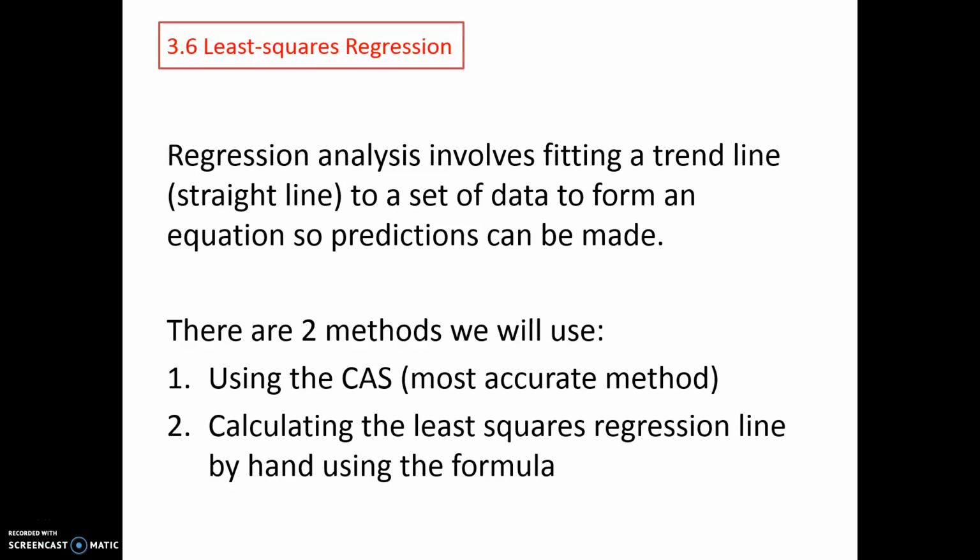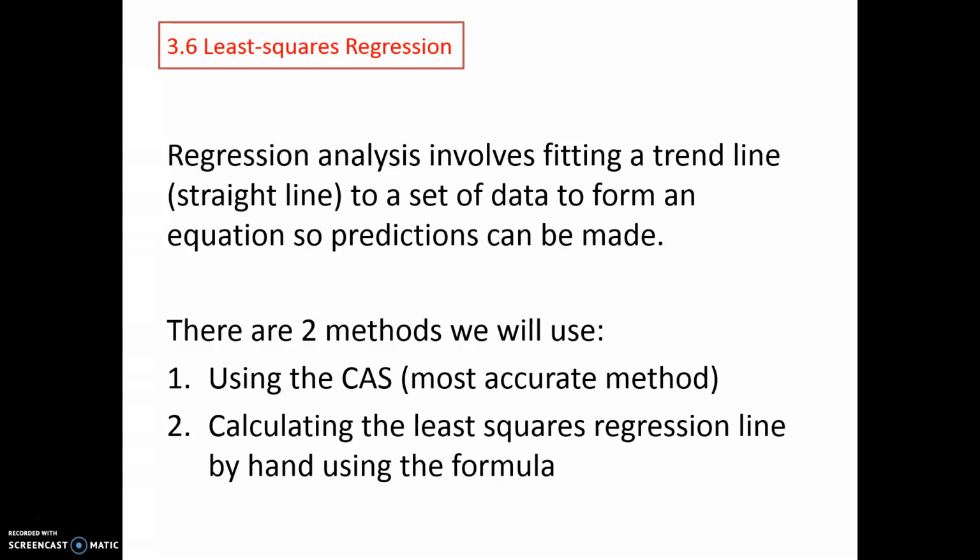Alright guys, so this exercise is 3.6 and we're looking at the least squares regression. Effectively what we're going to be doing in this exercise is fitting trend lines or regression lines to a set of data. This is quite important and useful because then it allows us to create or find an equation for a line, which would then allow us to make some predictions based on what's happening in our set of data.